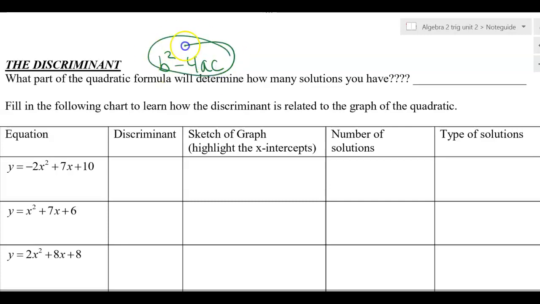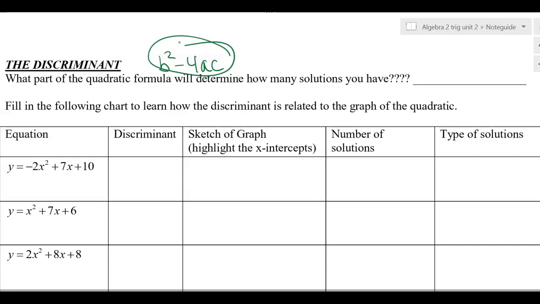The calculation underneath the radical is not necessarily determining what the answers are, but knowing that one number can tell me the types of answers I have. Like, will it hit twice? Will it hit once? Will it hit twice at good numbers or bad numbers, or will it not hit at all? Is that okay with everybody, that we can tell that just based on that number?